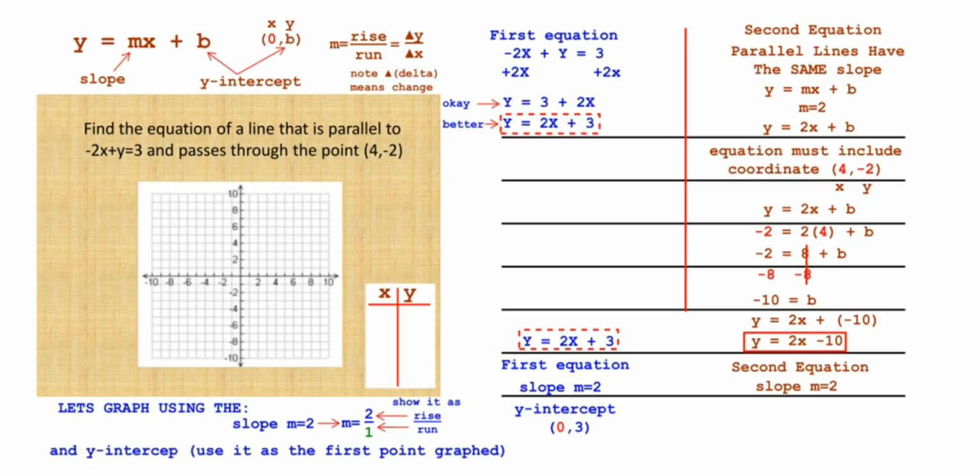Second equation. The slope is 2. Once again, same slope, right? They're parallel. And the y-intercept, therefore, in this case, is (0, negative 10). Once again, do notice they always have a 0 for the x to be the y-intercept. And the y-value in this case is the negative 10 at the end of our equation.